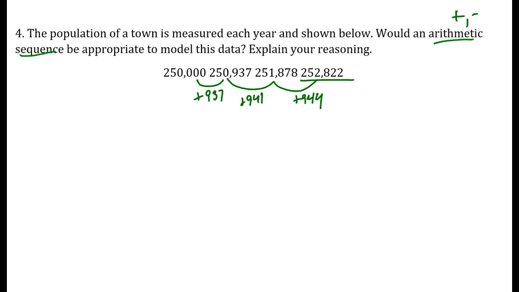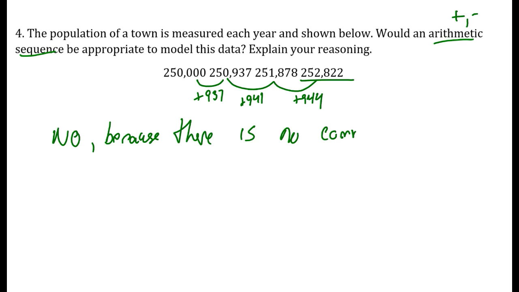So, is an arithmetic sequence appropriate? No, because there is no common difference. You don't add the same number each time. There is no common difference in this sequence because it went from plus 937 to plus 941 to plus 944, and this pattern would probably continue.